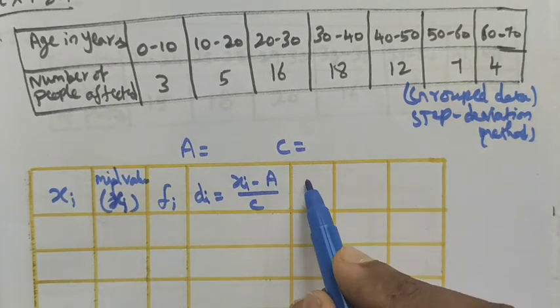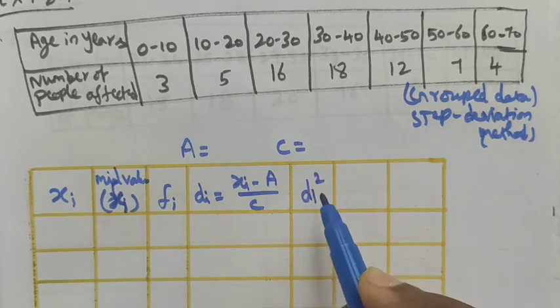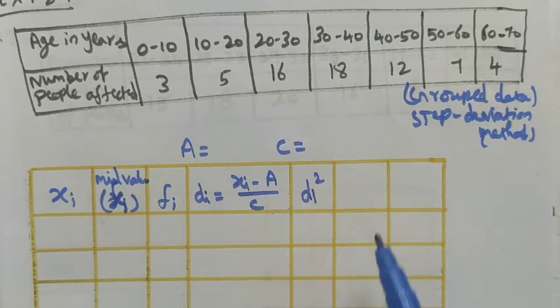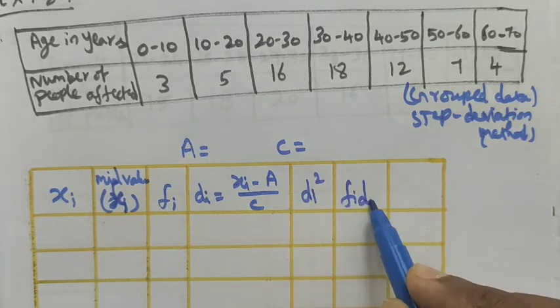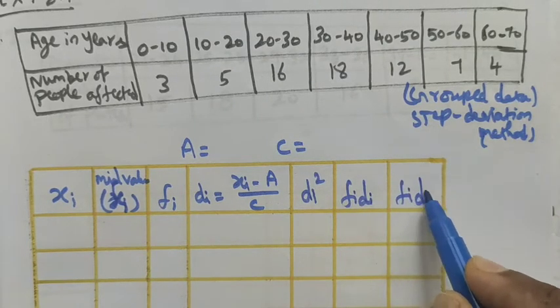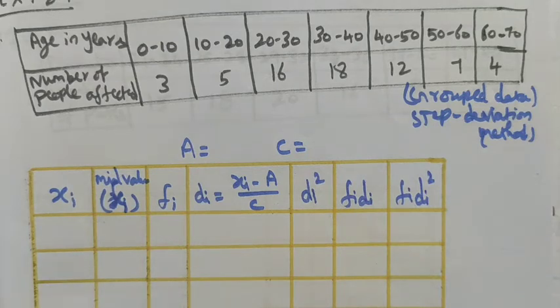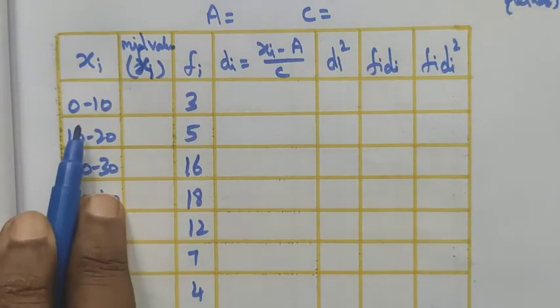Here additionally I am going to find di square. It is very easy to multiply the term, then fi di and then fi di square. Now we enter the values. Here we have entered all the values.